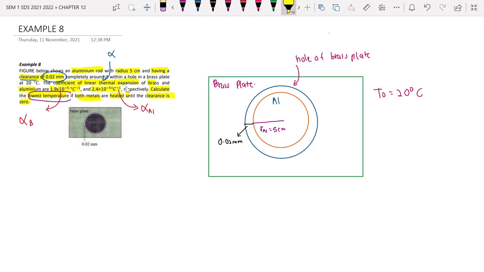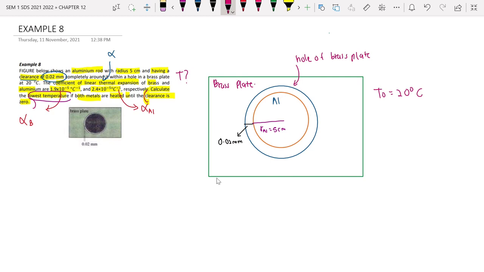Okay, so bila clearance dia dah kosong, maksudnya mereka dah jadi macam satu sistem lah. Memang mereka dah satu sistem. They are in one system already. Jadi, now in order for us to calculate the lowest temperature, which is the final temperature, we can solve it either linearly ataupun secara area. Secara linear expansion ataupun secara area expansion.